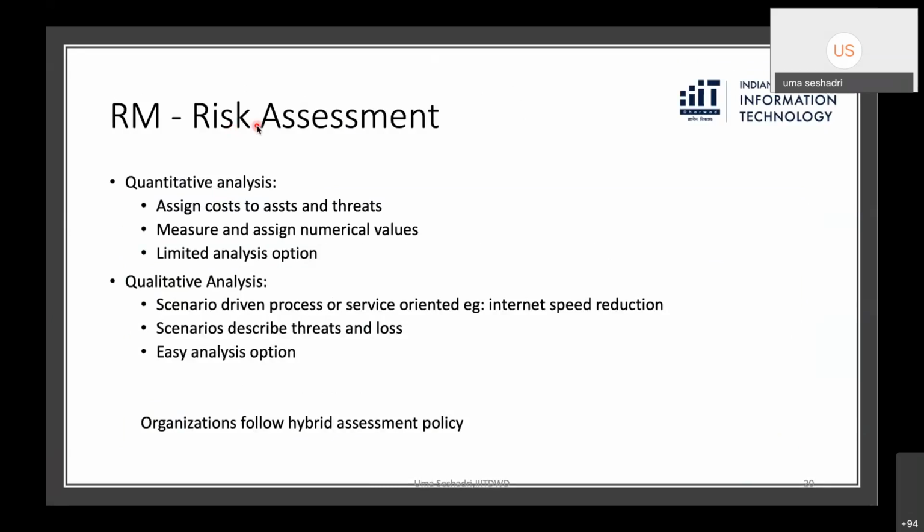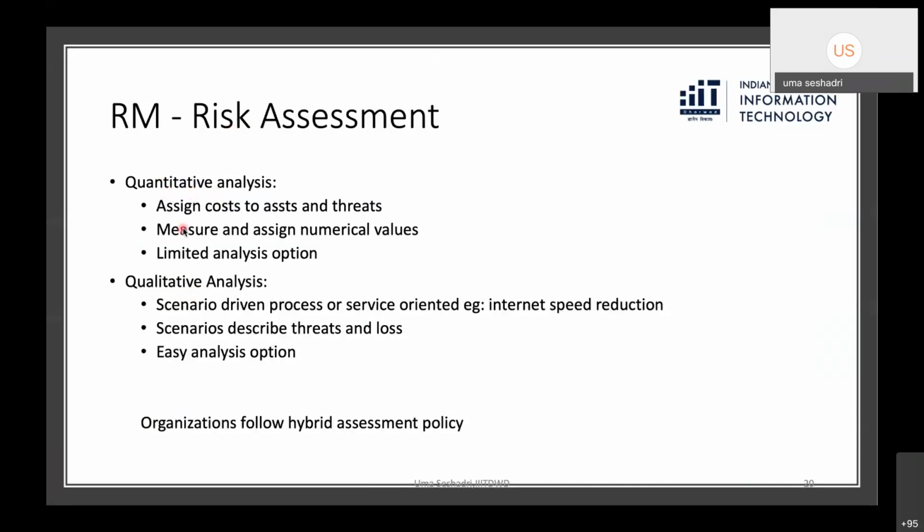So what do we do in risk assessment? We either do quantitative or qualitative. Quantitative means you are trying to assign some value, some cost. You're trying to identify, in terms of cost, the damage that is going to happen. So quantitative analysis itself is a big area.